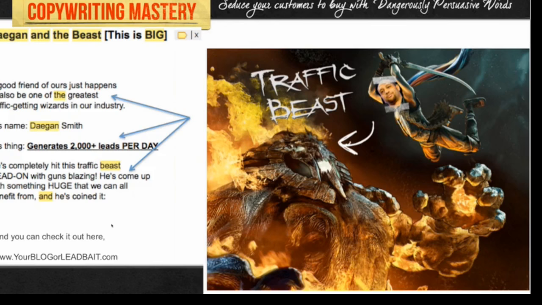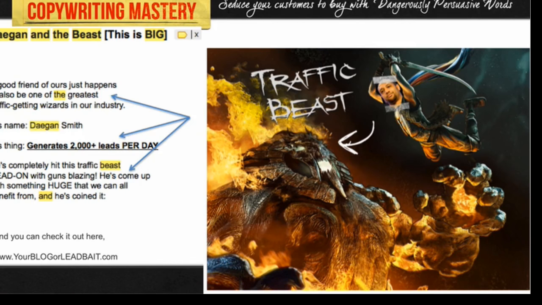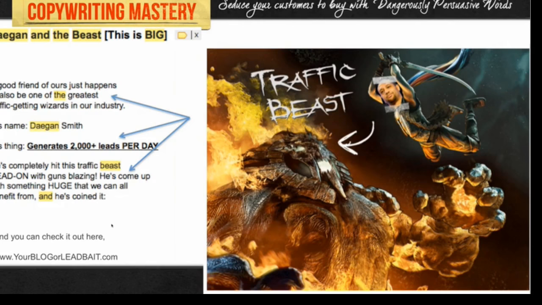A good friend of ours just happens to also be one of the greatest traffic getting wizards in our industry. Generates 2,000 plus leads per day. Notice what is bold and underlined there, the benefit, hint, hint. He's completely hit this traffic beast head on with guns blazing. Talk about imagery. He's come up with something huge, whatever. Throw his face up there on Photoshop, done and done. And you can check it out here.